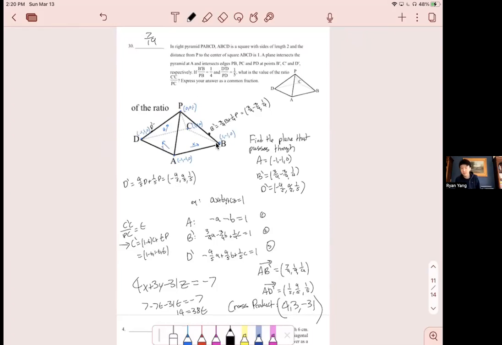And I think we should probably have checked if there was a nicer solution, but this works. I think this is the only way to do it. You basically have to coordinate bash your way through and use the fact that it's a plane. Okay.